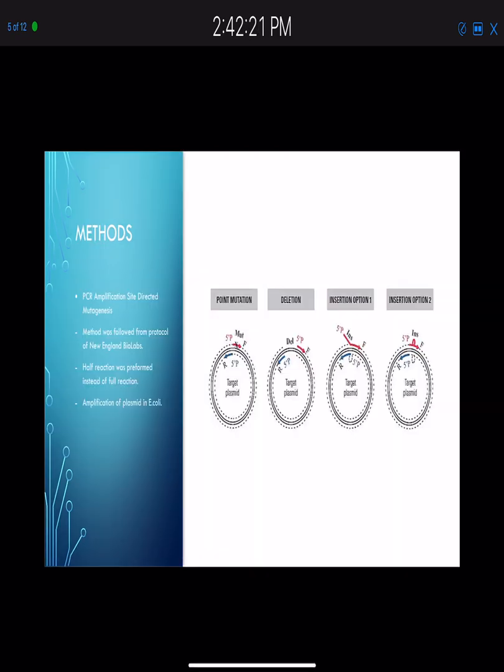Our next method was PCR amplification site-directed mutagenesis. This method was followed from a protocol given to us by New England Biolabs. And instead of a full reaction of 25 microliters, we decided to use a half reaction of 12.5 microliters in case we needed to do the reaction again.